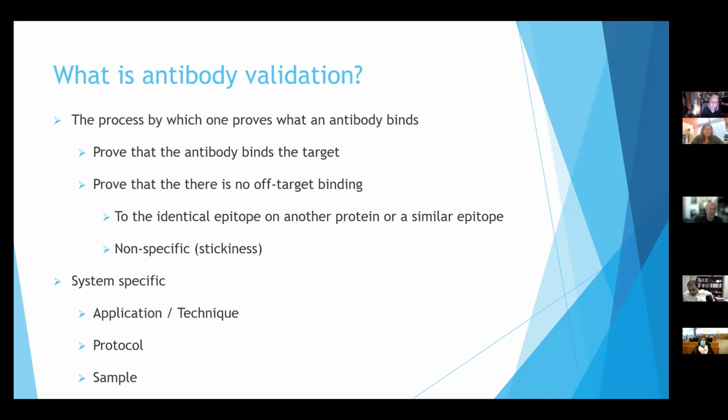The epitopes that are in for flow cytometry are different than ones for Western blot. The epitopes available for flow cytometry will be similar to the ones that are available for immunoprecipitations, but they may not necessarily be the same. So remember that the validation is dependent upon the application, the protocol, and the sample.